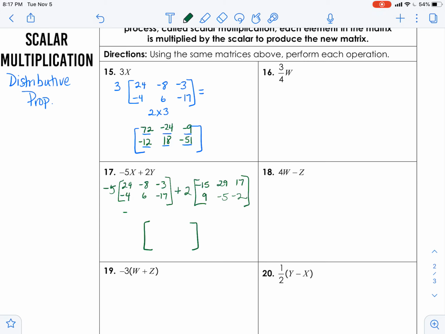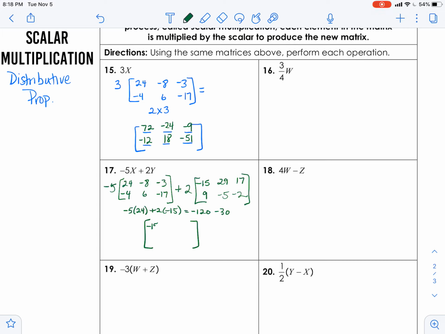So I'm going to take a negative 5 times 24, and then I'm going to add to it 2 times a negative 15. So in this case, the 5 times the 24, what is that, like a negative 120? And then 2 times 15 would be a negative 30. And so my answer would be a negative 150. Okay? And then you're going to continue to do that with each one of them. So if you want to run it through your calculator or so forth, that's fine. Or write it out. Just be very careful.